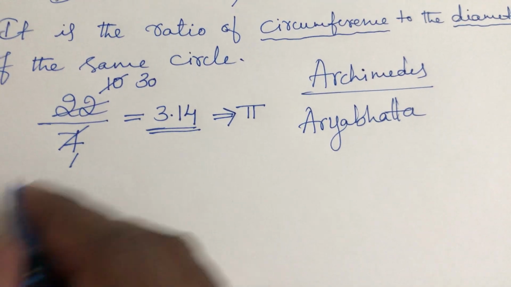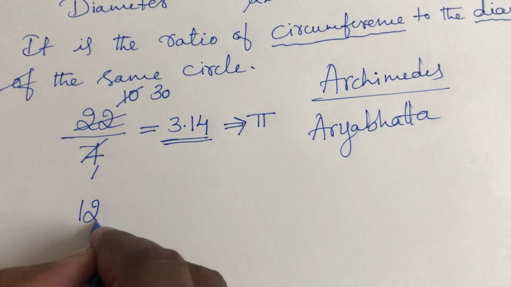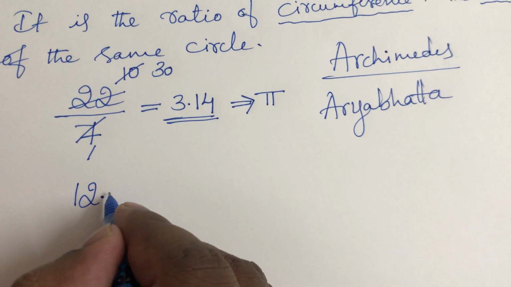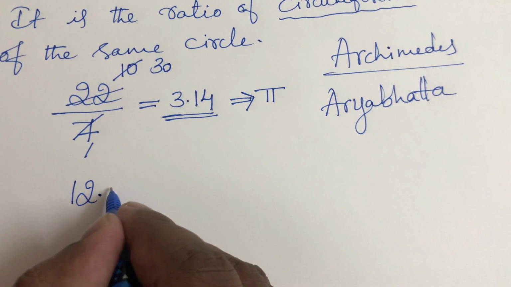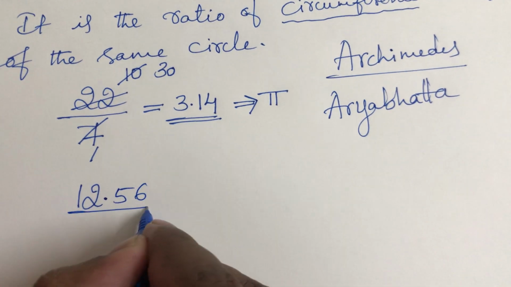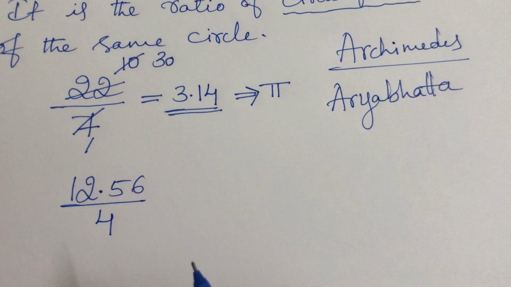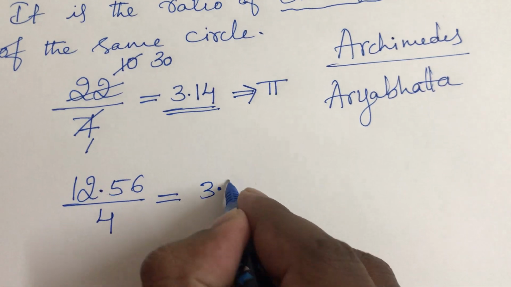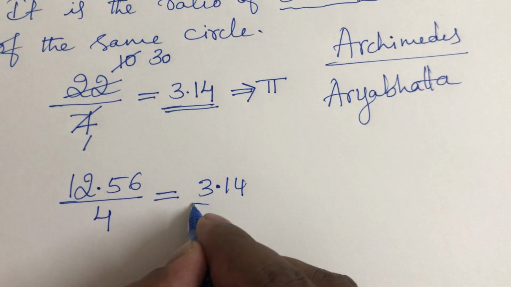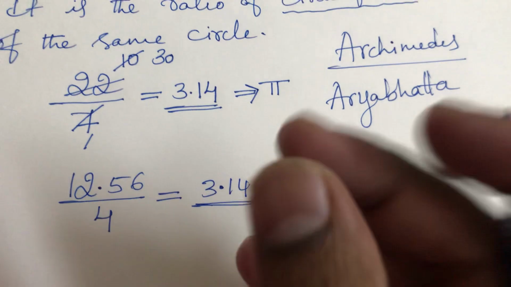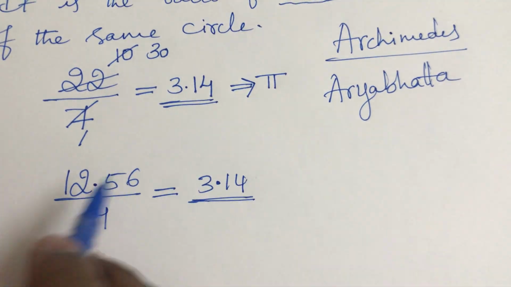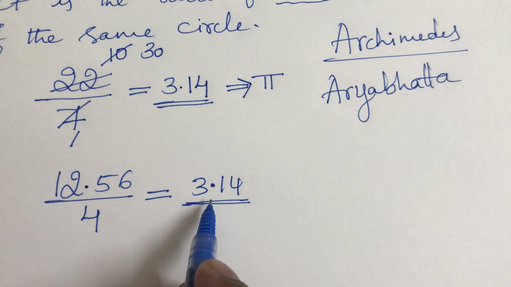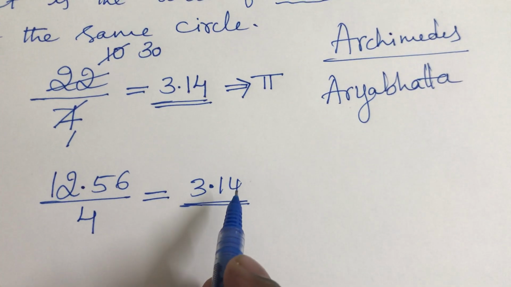Let me give one more example. If the circumference of the circle is 12.56 and its diameter is, let me say, 4, then if you calculate, you will get the value 3.14. This in general I am taking. If you take any circle and divide its circumference by its own diameter, you will get this value. So it is a constant value.